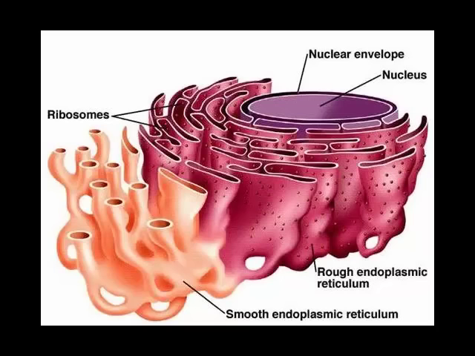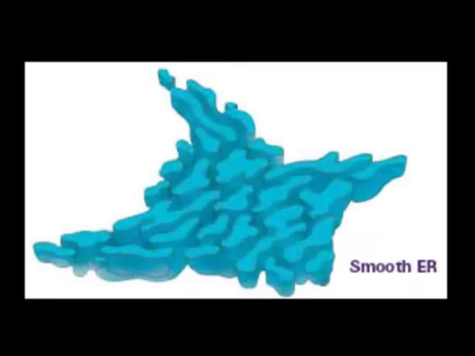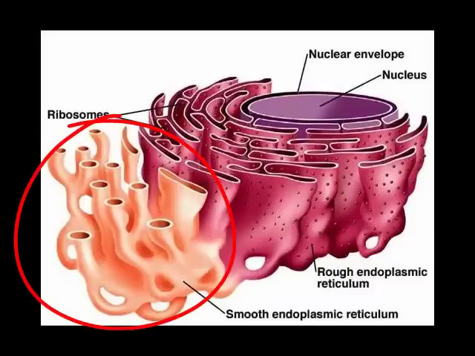Two forms of endoplasmic reticulum. If ribosomes are attached to the endoplasmic reticulum, we refer to it as rough, because under the microscope it looks like sandpaper. If the endoplasmic reticulum doesn't have any ribosomes, we refer to it as smooth.